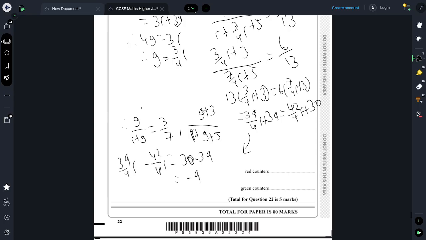So now we're going to deal with this fraction. Well, 39 over 4 minus 42 over 4, they're the same denominator, aren't they? So you could just simply subtract the numerators. So 39 minus 42 is minus 3 over 4r. And so actually, you can divide by minus 1 to get rid of the negatives. So then r is going to be 4 over 3 times 9.